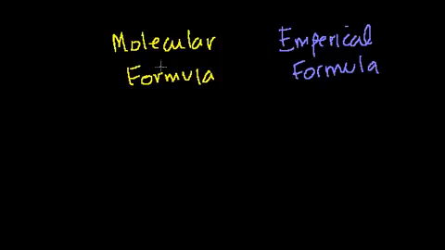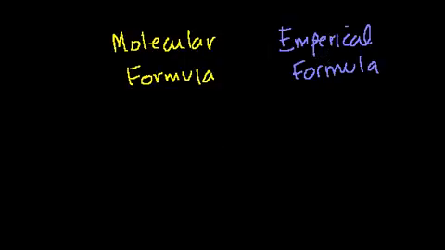The molecular formula is essentially the actual number of atoms in that molecule. Let me show you what I'm talking about. So the empirical formula tells you what people have observed, maybe before they even knew that there was such a thing as atoms. What they would have observed is the ratio of the atoms to one another in a molecule without knowing in the exact molecule how many of that atom there are.